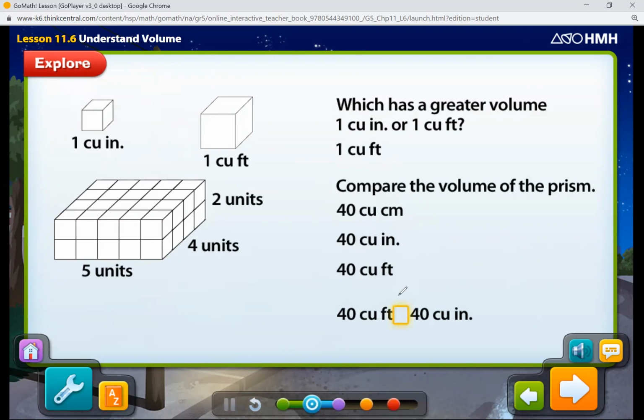Remember back in science class when we were talking about volume, and what volume is, the amount of space something takes up. We were talking about the weight of something or its mass, right? And the volume is how much space it takes up. So volume goes along with math and science. A volume of 40 cubic feet is greater than a volume of 40 cubic inches.